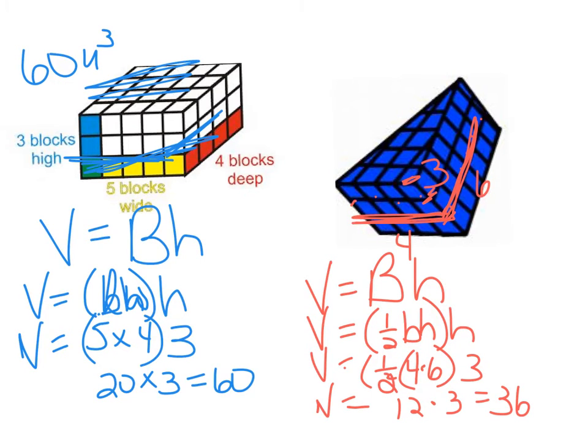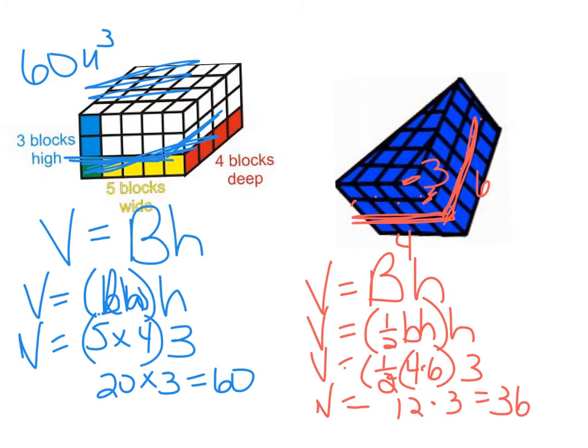That's all you're doing. Now, you could always just do 4 times 6 is 24 times 3 is going to give you 72. Divided by 2 is going to give you 36. You could do that the same way too. Just remember that you need 3 dimensions in order to solve for volume. Okay, and this was just like kind of a preview.